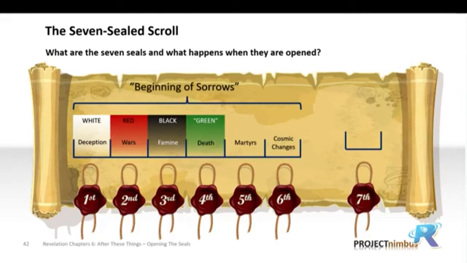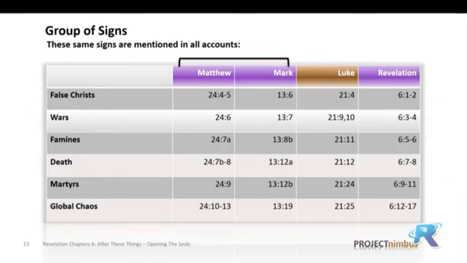Here's what we're going to be looking at. The seven sealed scroll: what are the seven seals and what happens when they are opened? Well, the first six seals happen to correspond to a group of signs that Jesus, in effect, says are non-signs. He calls them the beginning of sorrows, and he mentions them in his Olivet Discourse in Matthew and Mark and his slightly different discourse in Luke, and they deal with false Christs, wars, famines, deaths, martyrs, and global chaos.